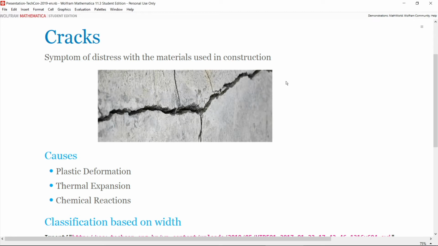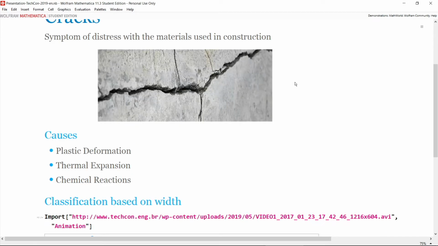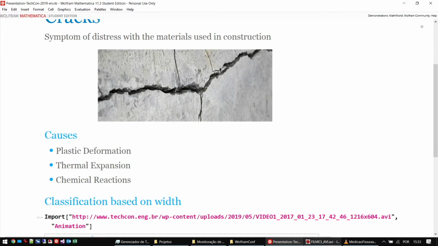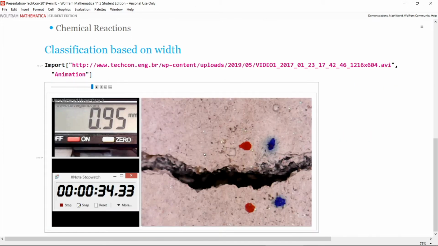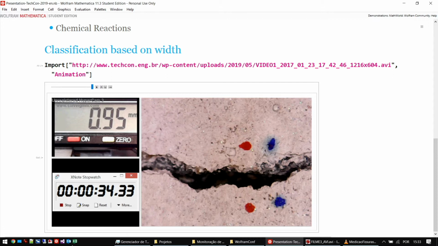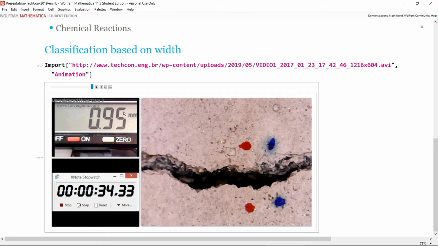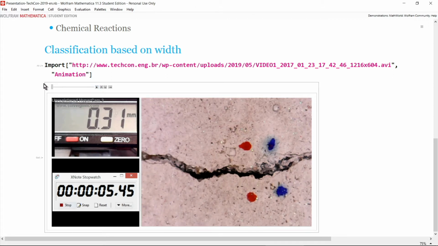The cracks might be caused by plastic deformation, thermal expansion, or chemical reactions, and the width of cracks is an important parameter that we use to classify them and know the danger that it represents to the whole structure.